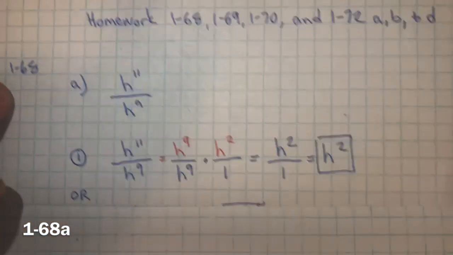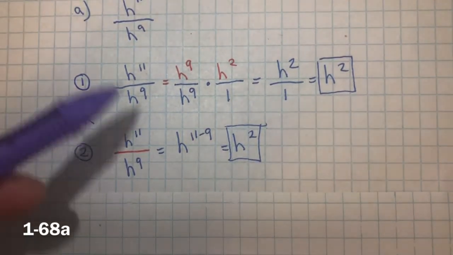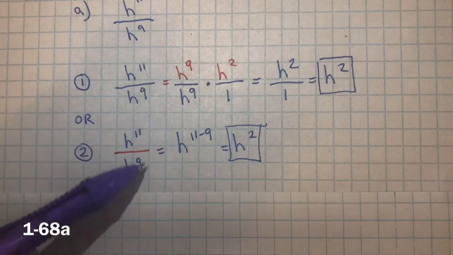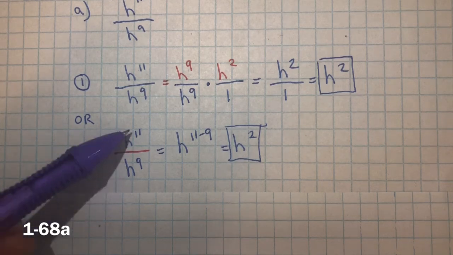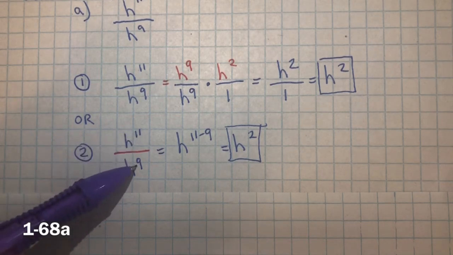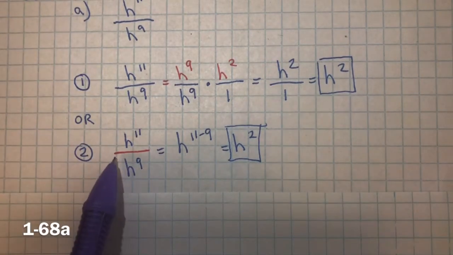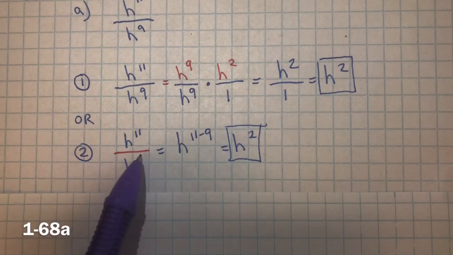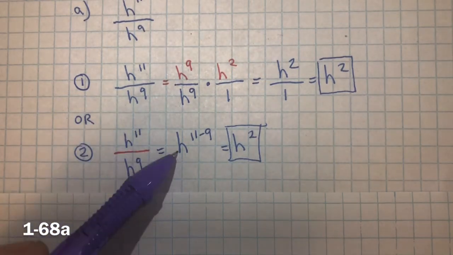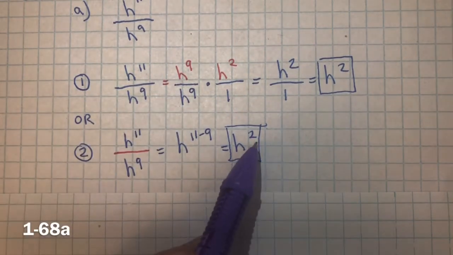The second way you can do this is the rule for simplifying exponents with the same base: you subtract the exponents. So if you have like bases, and the way I remember is the fraction bar is like a giant subtraction sign. So you keep the base, and then we have 11 minus 9 equals 2.